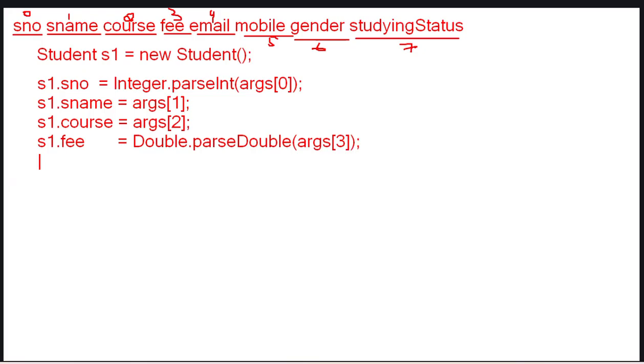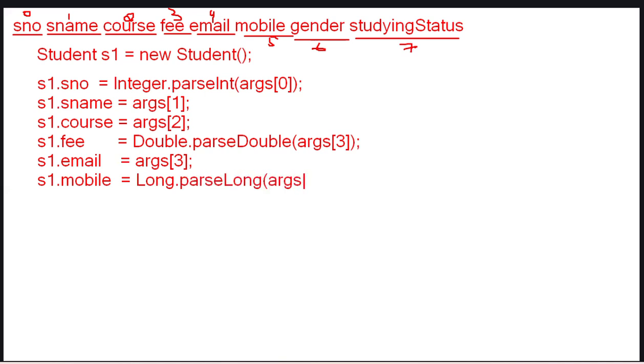Okay. Next, s1 dot email. Email is a string, so directly args of 4. Next, s1 dot mobile. Mobile is a number, so convert: Long dot parseLong of args of 5. This is 4, 5.